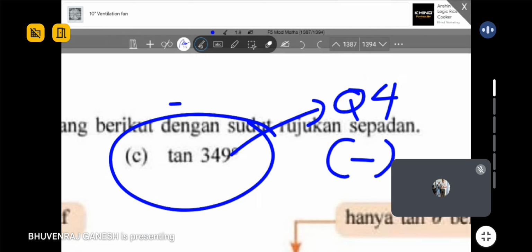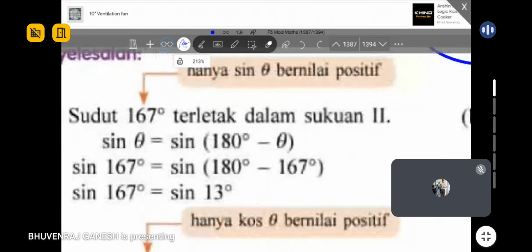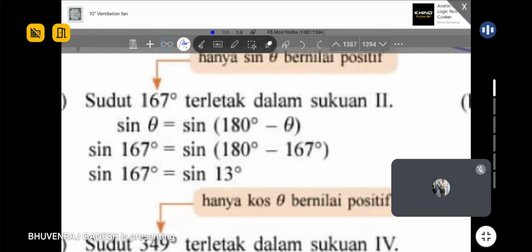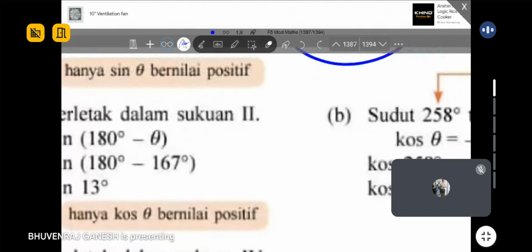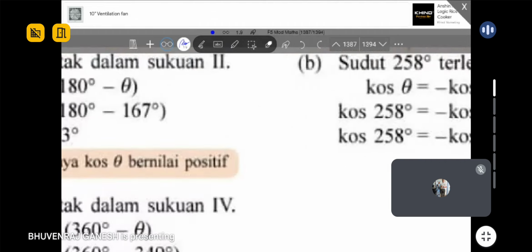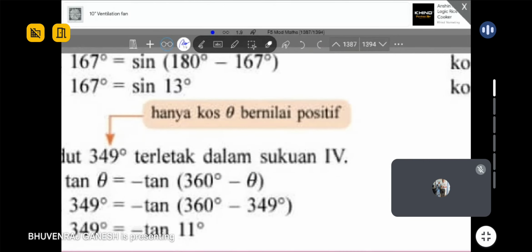So that's why the answer is negative tangent 11. Okay, your reference angle is 11 degrees. Sudut rujukan 11. Okay, so ini cara kita buat untuk semua yang ni. Actually tak perlu semua yang kompleks yang ni. Okay, kalau kamu faham tadi apa saya terangkan, kamu boleh direct dapat jawapan. Okay, tak perlu guna formula-formula semua ni. No need. Very confusing. Okay, sangat mengelirukan.